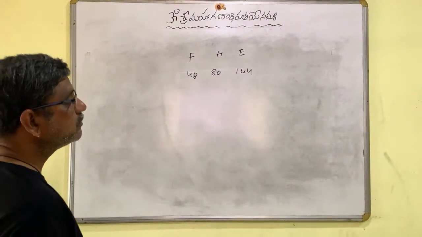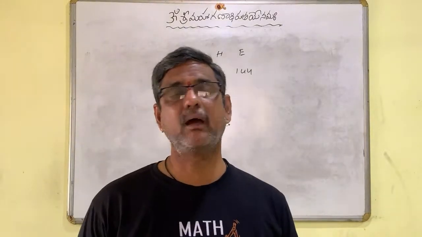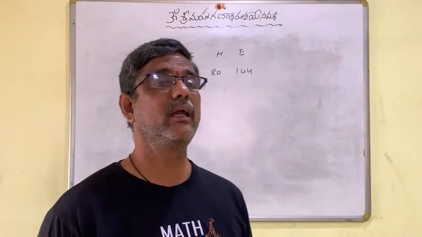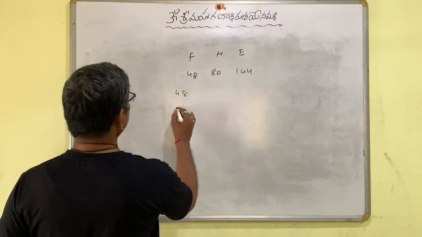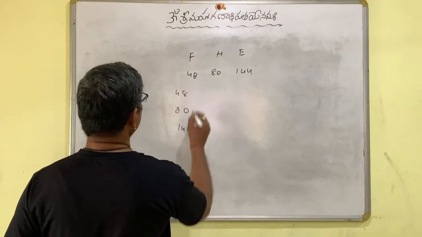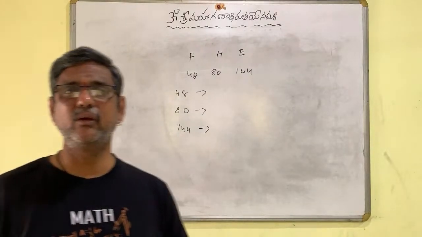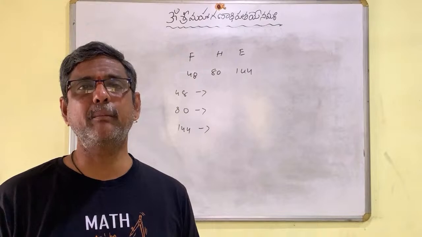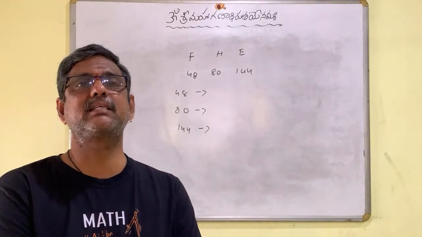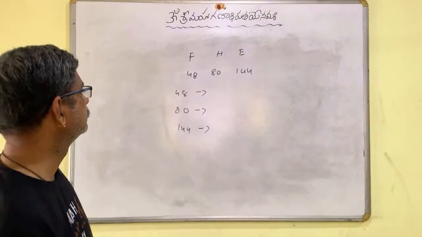So what we have to do? We need to find out HCF, not LCM. Here you have to see the maximum number of teachers that we can allot in each room. That is HCF we have to find out. So find out HCF, children.